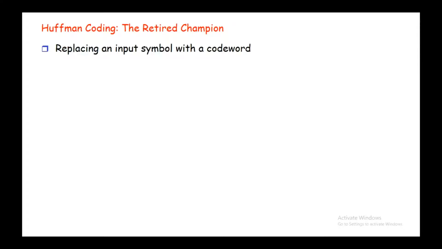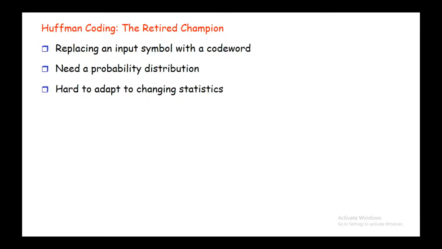So why are we going for this particular compression algorithm? Huffman coding, we say, is a retired champion now. What was Huffman coding doing? It was replacing an input symbol with a code word. I hope everybody is familiar with Huffman coding now. For every symbol, you are generating a few bits of code word. If you want to calculate a Huffman code, you need a probability distribution. You need to find out the probability of that particular symbol.